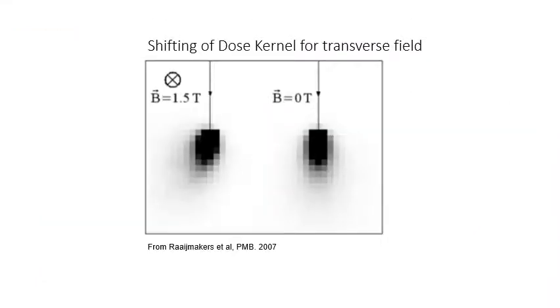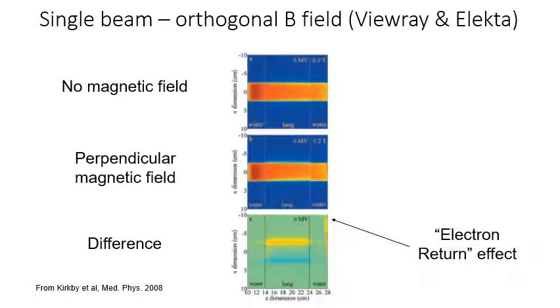Because the dose kernel is largely composed of scattered electrons, the dose kernel is significantly changed by the presence of a magnetic field, as shown in this 2007 publication. The effect of the magnetic field on the dose distribution can be significant.